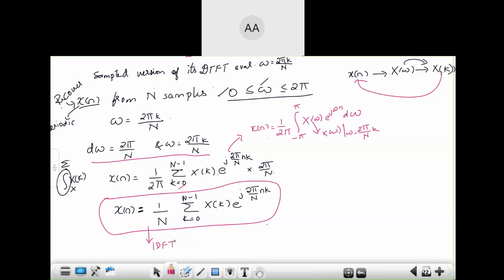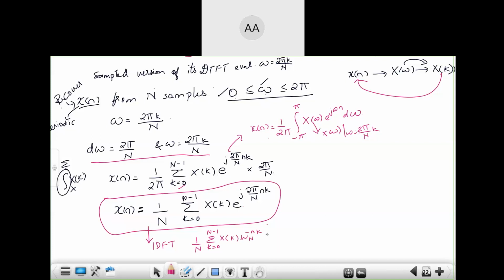DFT is X of k equal to summation n varying from 0 to N minus 1 x of n WN power nk. WN is e power minus. Here e power plus is there. This is WN power minus nk X of k, 1 by N. Is it not your IDFT equation? Yes, ma'am. In place of WN power minus nk, we have e power j 2 pi by N into nk, ma'am. That's all. WN power minus nk. Correct? This is your IDFT equation.